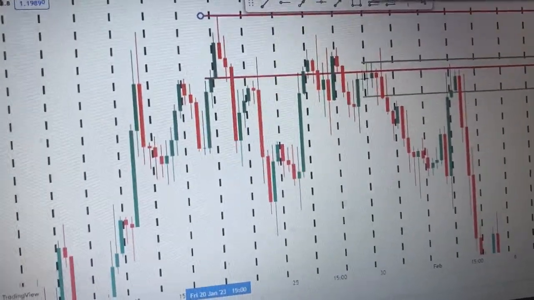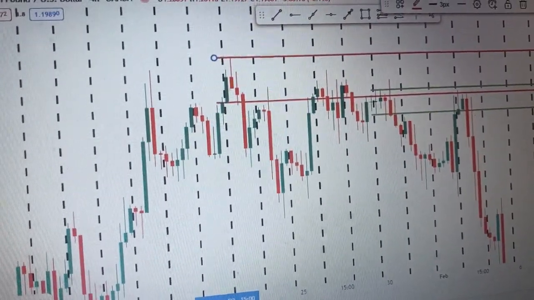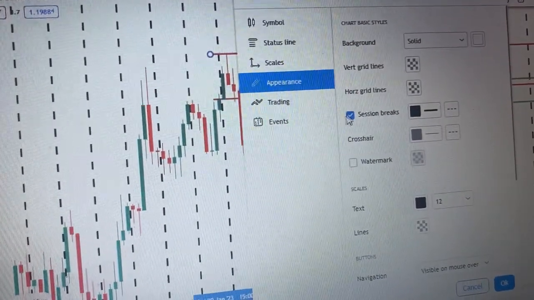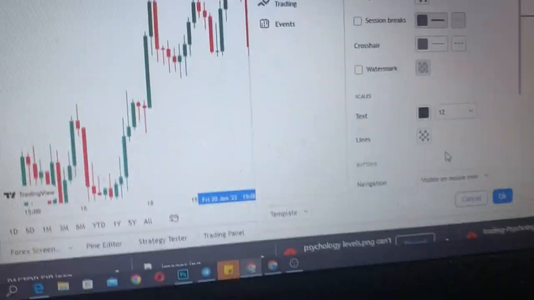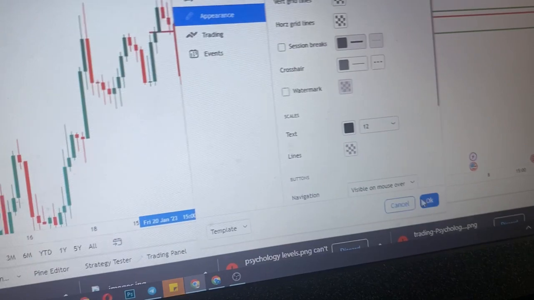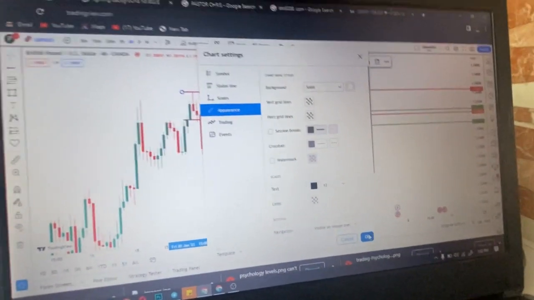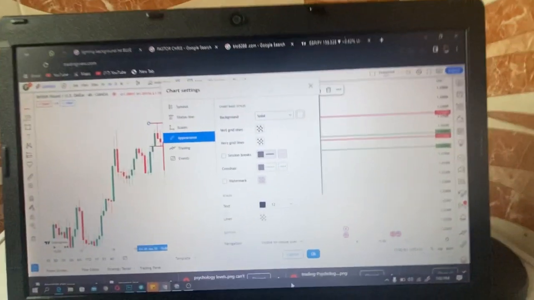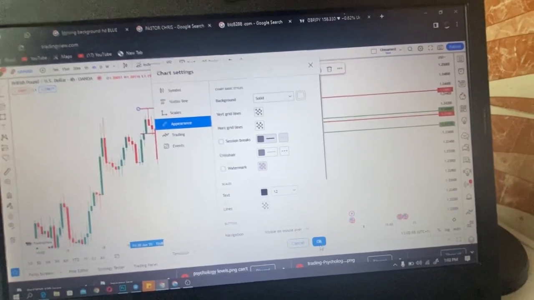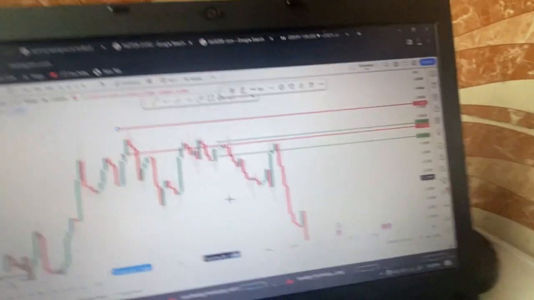Very simple strategy. I want to say special thank you to Jeffrey Benson once again. I love the strategy so much. It's working for me. Massive. Hey, I think this is better. Let me zoom out so that you guys can see my chart very well. So that's it. Very simple.